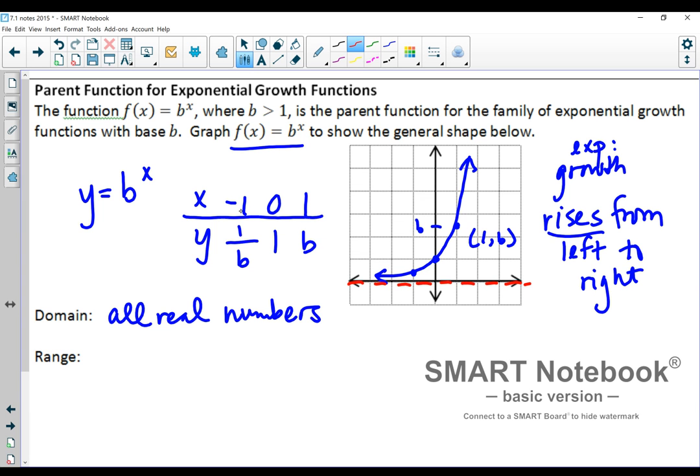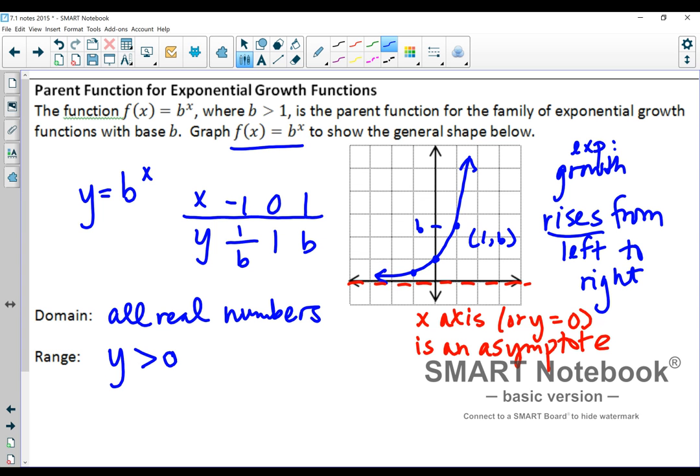As I look at x is -2 or -3 or -4, those smaller and smaller values of x, I'm going to get a smaller and smaller fraction for my y value, but it's not going to ever reach 0. It's not possible to raise something to a negative exponent and get 0. I just get really small numbers. So my x-axis, or y equals 0, is an asymptote. Asymptote means we get closer and closer to that, but we don't actually touch it. And that means that my range is going to be anything above that. So my range would actually be y is greater than 0. It can't be 0, it can't be anything negative, it's going to have to be above 0.